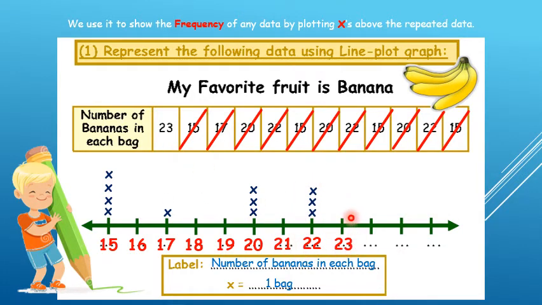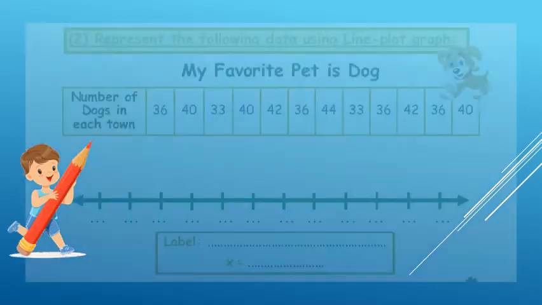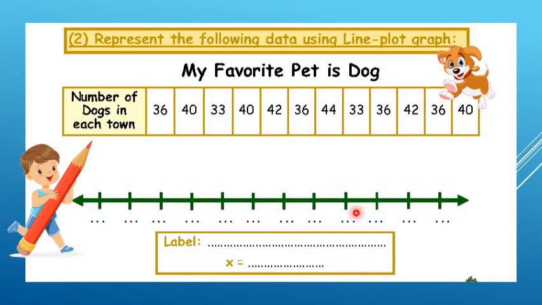And is there any bag that has 23 bananas? Yes, one bag only. Then put one x above 23. Then we finished our line plot by plotting x's, the number of bags, above each number. Okay, we finished it now. Good job.